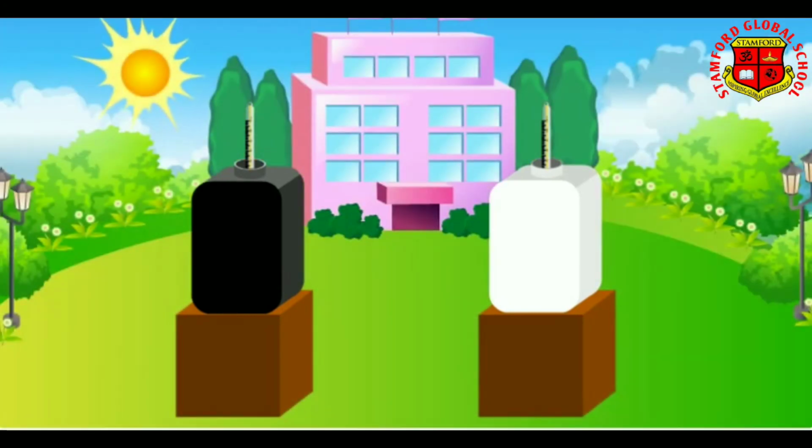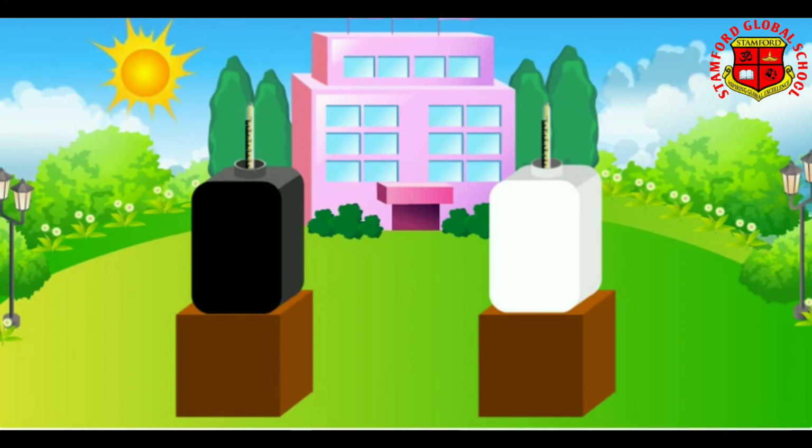We place both the tin cans in bright sunshine for an hour. The heat radiations of the sun will fall equally on both tin cans. After 1 hour, we note down the temperatures of water in both the tin cans again. We will find that water in the black tin can is at a higher temperature than in the white tin can.